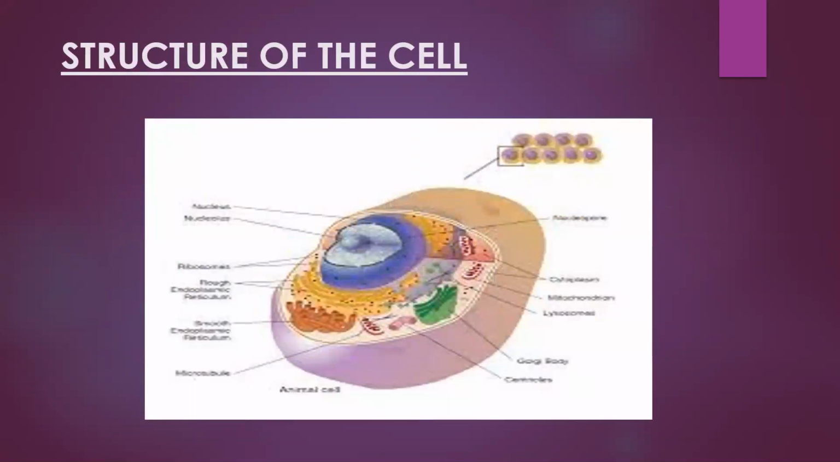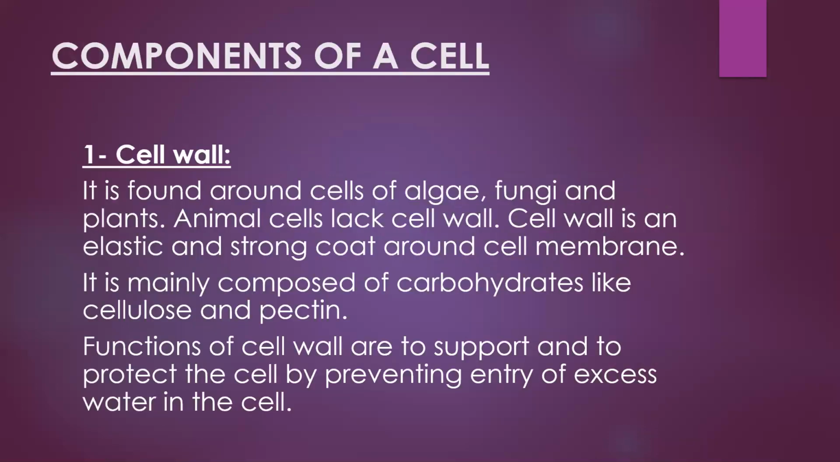See, this is the image of a structure of the cell. Components of a cell. Number 1, cell wall. It is found around cells of algae, fungi, and plants. Animal cells lack cell wall. Cell wall is an elastic and strong coat around cell membrane. It is mainly composed of carbohydrates like cellulose and pectin. Functions of cell wall are to support and to protect the cell by preventing entry of excess water in the cell.